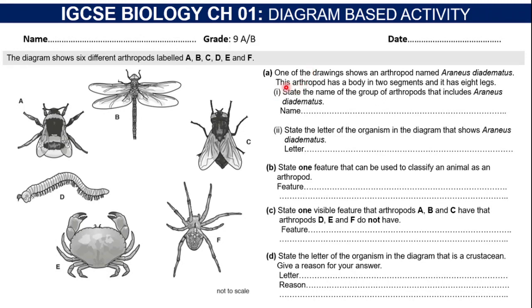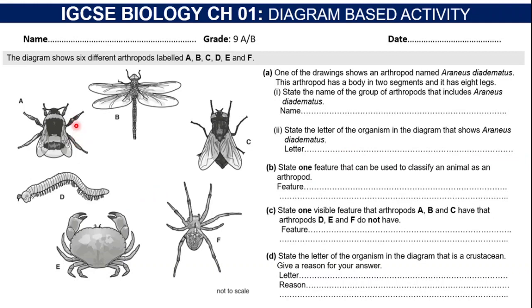So let's see the first part of this question. One of the drawings shows an arthropod named Araneus diadematus. This arthropod has a body in two segments and it has 8 legs. This is the characteristic description of the arthropod, right? You have to identify it. Let us see.